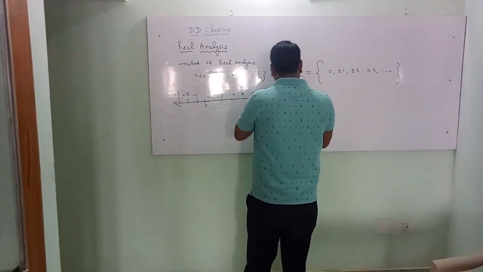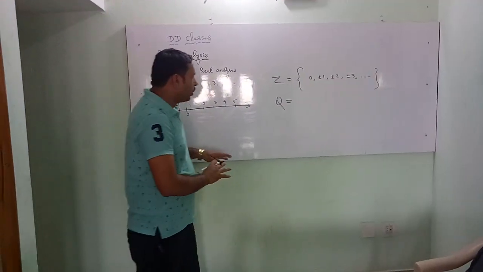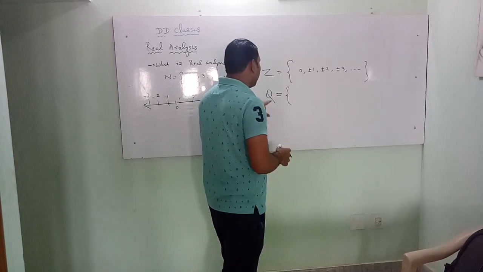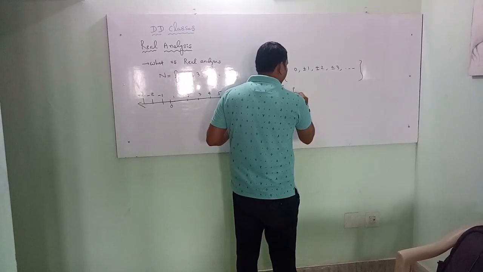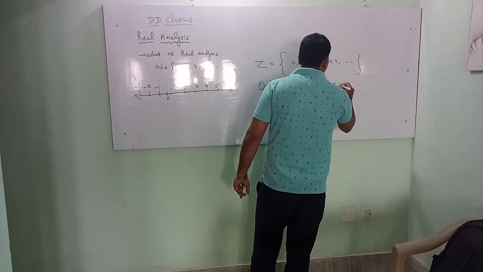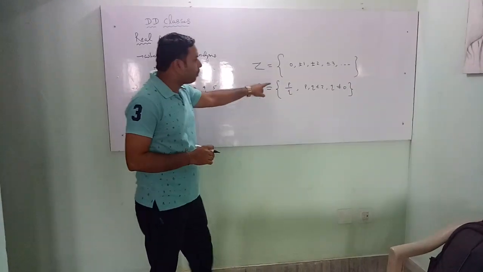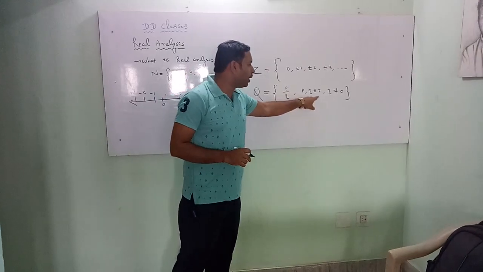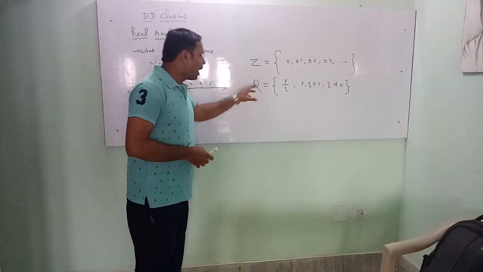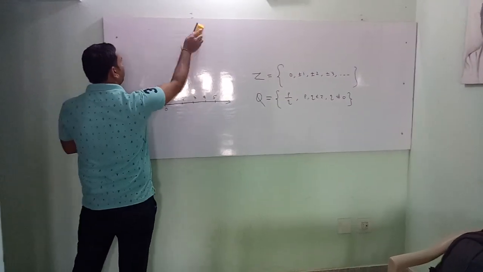Now after Z we get Q, which is a superset of Z. What is the form of Q algebraically? Q is any number of the form p by q, where p and q belong to Z and q is not equal to 0. Any number of the form p by q, where p and q are integers and q is not equal to 0, is called a rational number. So how do we represent rational numbers graphically or geometrically? Let's see.